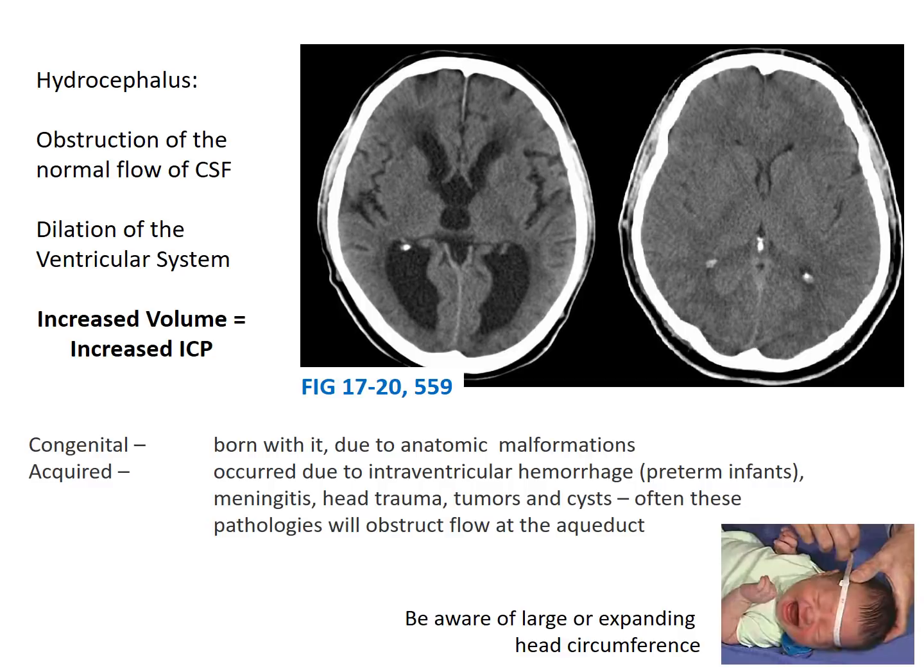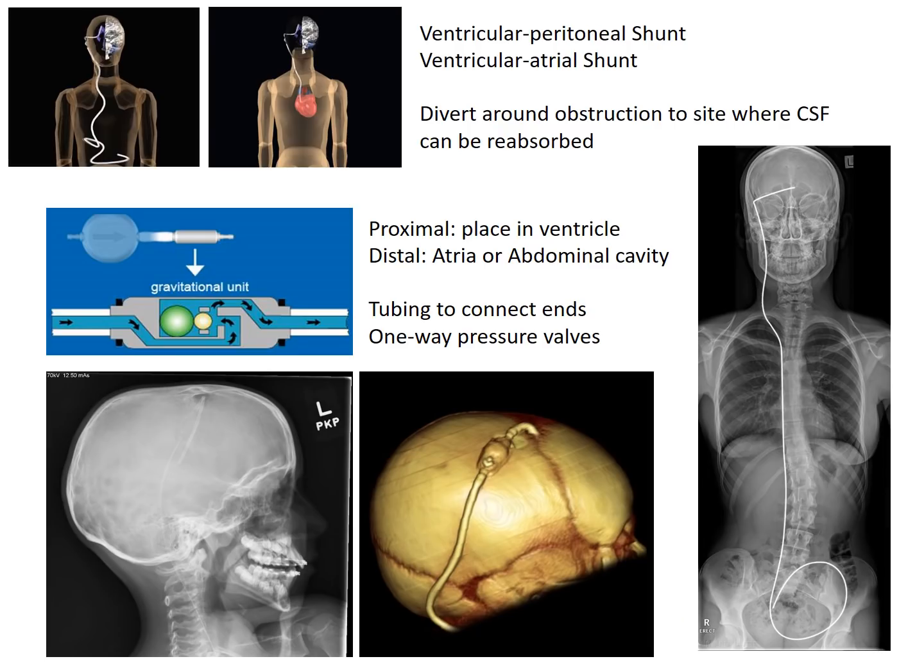Acquired hydrocephalus, again, is usually due to obstructions, hemorrhage, meningitis, trauma, cysts, tumors. We're going to look at all these things as we move on here. So congenital, born with it. Acquired, some type of lesion occurred in the brain which is obstructing cerebrospinal fluid flow. And one intervention that could happen for individuals who can't move cerebrospinal fluid around the brain is to get around the obstruction.